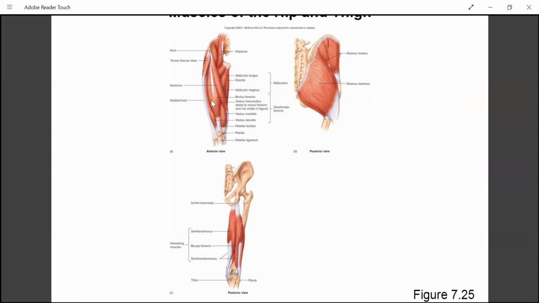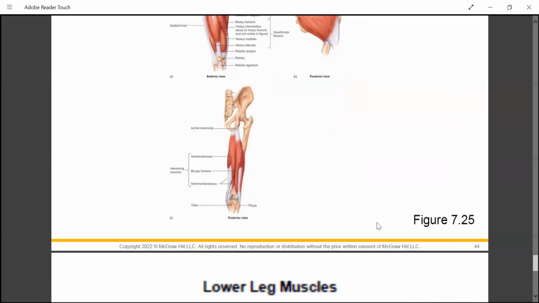Moving to the bottom of the picture, we have our hamstring muscles. So you have 2 that run on the medial side, your semitendinosus and semimembranosus, and then your biceps femoris runs on the lateral side. So these all attach up to the ischial tuberosity of your pelvis, your sit bone. So your hamstrings are going to bend your knee, your quads are going to straighten your knee.